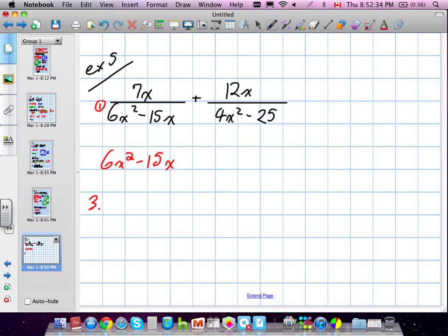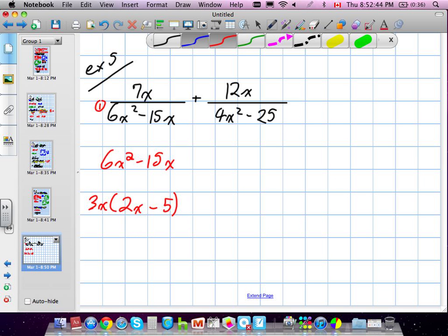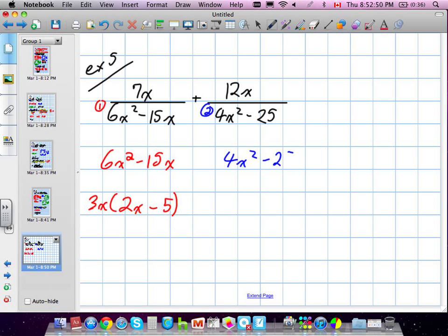And the other guy. Is that a difference of squares? Yes. Good. So difference of squares, what do we get? 2x plus 5, 2x minus 5. Right? Because we have to multiply the x's to get x squared. So now when we go to rewrite this question, we have 7x.